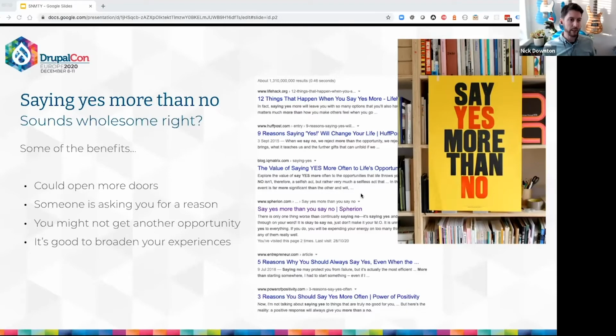And some of the benefits that they talk about, it's going to open more doors. Someone is asking you for a reason, so they must trust you. They must think that you're capable of doing something. You might not get another opportunity, so this might be the only time that you get asked to say yes to something. And actually, it's good to broaden your experiences, try things outside of your comfort zone. And this kind of makes sense in daily life, but sometimes I don't think it applies to what we do as consultants or as Drupalists.